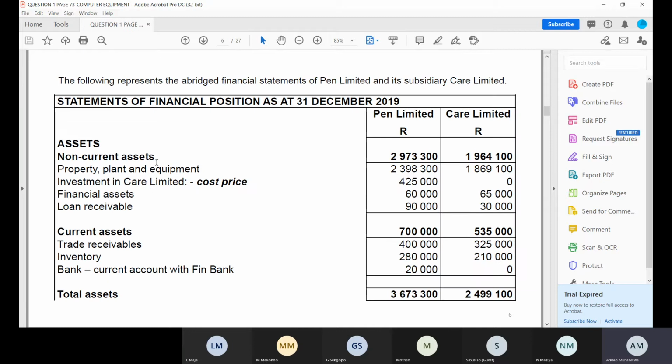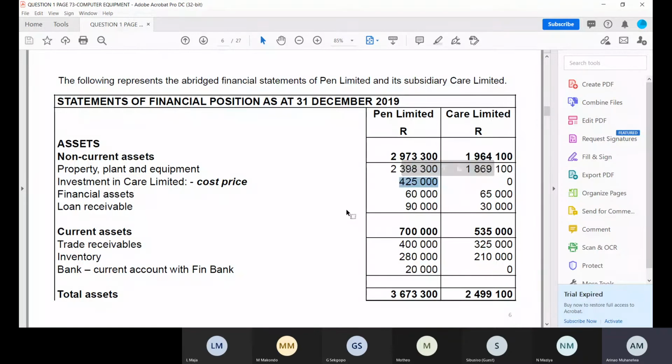All right, so we are also given the statement of financial position. You can see that we're given Penn Limited information and Care Limited information. What is more important for me when it comes to the statement of financial position, I want to see what is the cost of investment. How much was spent to acquire that 80%? You get it here on the assets part. Investment in Care Limited, cost price 425,000.